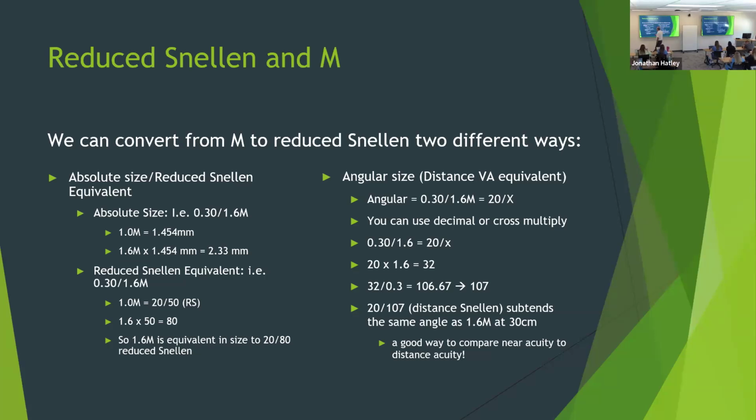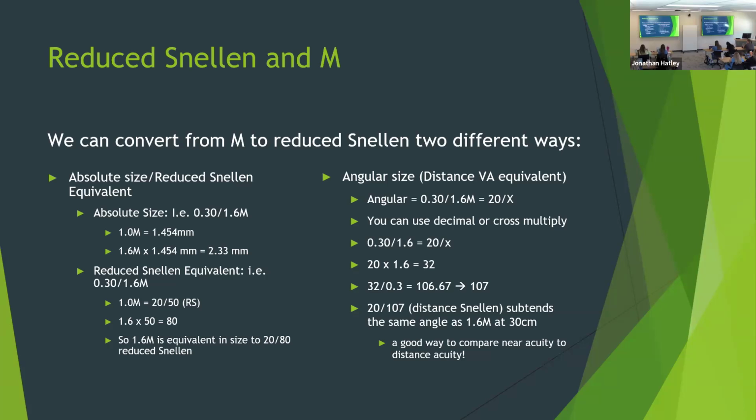So if we know that a 1M optotype is 1.454 millimeters tall, and the patient reads a 1.6M optotype, then all we have to do is multiply 1.6 times the height of that letter to know the absolute height of a 1.6M sized optotype. I don't know why you would do this. I've never had to do it in clinic. Just in case you ever come across this, hopefully it'll be useful for you. If it's trivia night or something like that, you can do it.